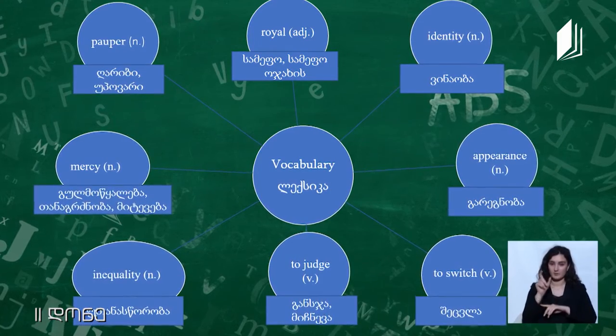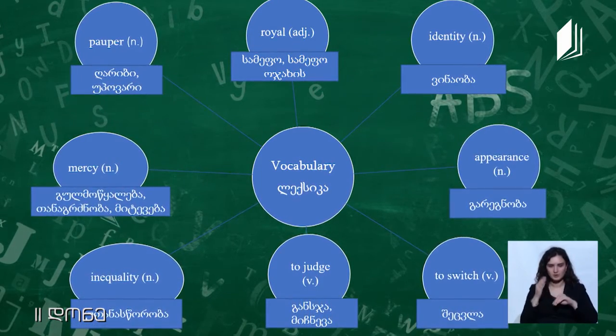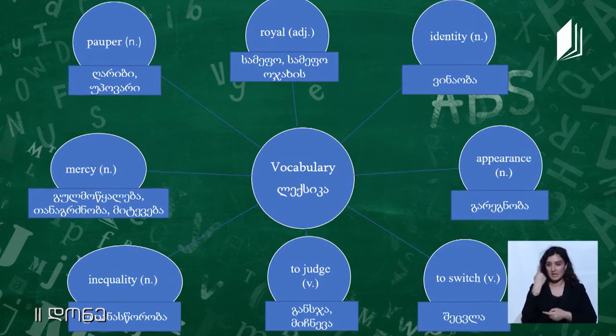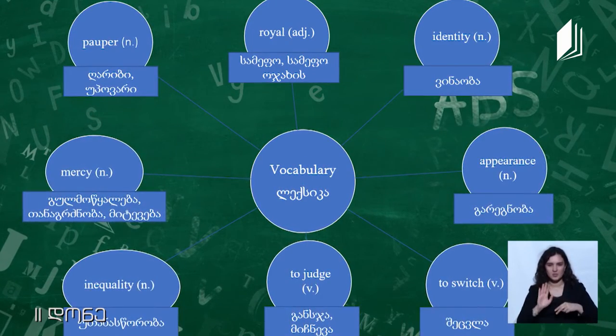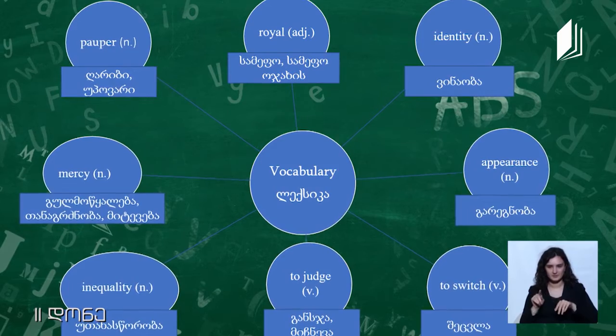This would be a good place to go over the vocabulary. We had a bunch of words in the beginning, and I think I should recall them right now. They are pauper, royal, identity, appearance, to switch, to judge, inequality, and mercy. Yes, that word keeps coming back up as our main theme and in our vocabulary. It's a great word. It is.